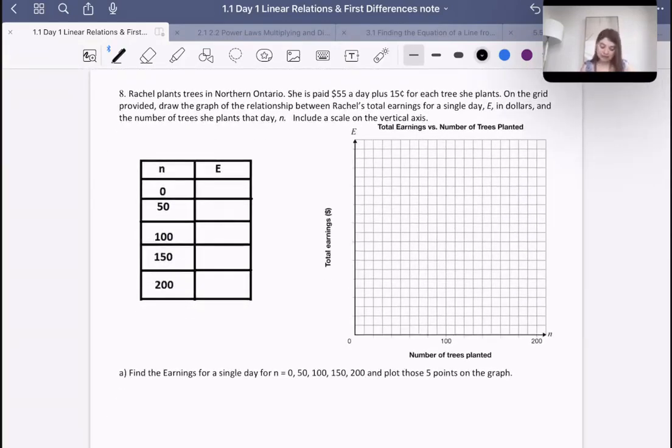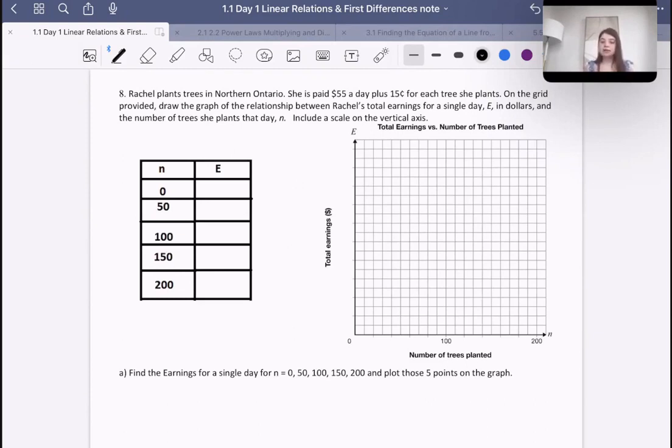Here it says, Rachel plants trees in Northern Ontario. She is paid $55 a day plus 15 cents for each tree she plants. On the grid provided, draw the graph of the relationship between Rachel's total earnings for a single day, E in dollars, and the number of trees that she plants that day, N. Include a scale on the vertical axis. Okay, because it looks like they already included a scale on the horizontal axis. We need to include the scale on the vertical axis.